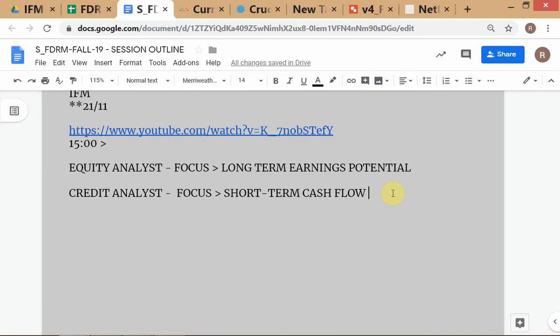Cash flow and earnings. Whereas the equity analyst is concerned with long-term earnings potential, and the credit analyst is concerned with short-term cash flow, essentially leading to solvency. Ability to pay debts as they come due. Okay, this is basically what we define as solvency. Okay, not to pay debts after rescheduling payments and all that. Be able to pay your debts as they come due. That's what we call solvency.